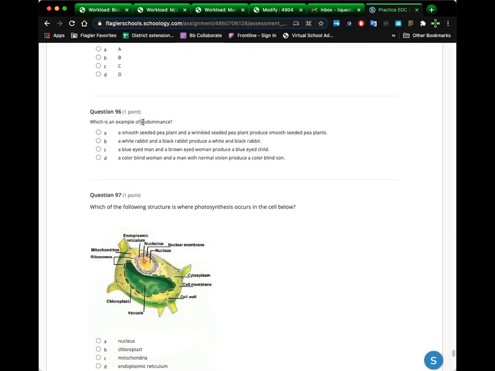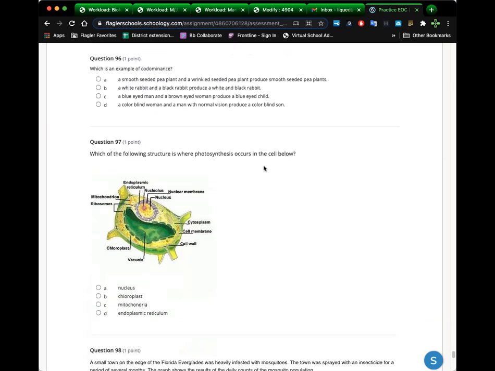Codominant. So co means together, dominant, dominant traits. So these are two dominant traits that can both be expressed. Okay. So for example, colorblind, we said, was a sex-linked trait. That's just polygenic inheritance. So, okay, there we go. So white rabbit and black rabbit can produce a black and white rabbit. So white fur could be dominant, black fur could be dominant, meaning their offspring could be white and black fur.